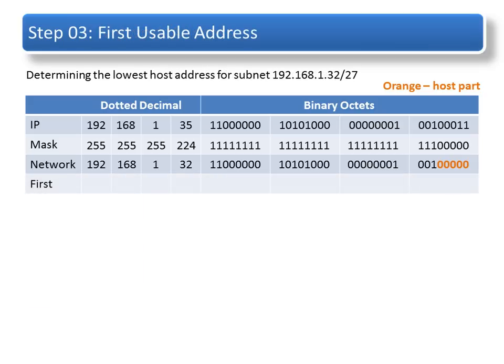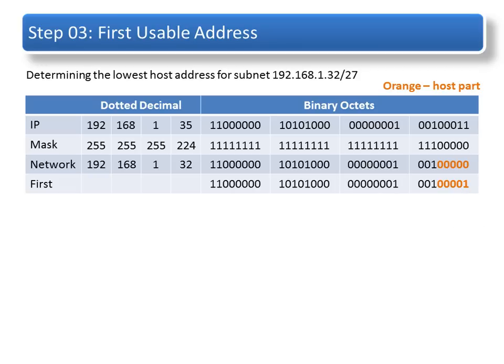Next, you should calculate the lowest host address. This address is always one greater than the network address. Therefore, using binary counting, you can increment the ones bit, making the last host bit a 1. Like before, I would convert this new binary number back into decimal so I can better understand it.